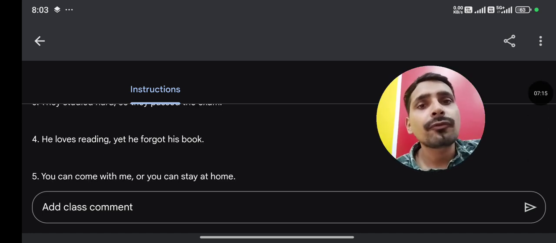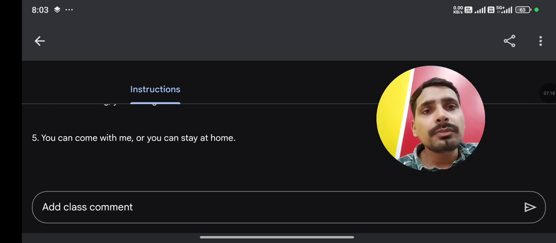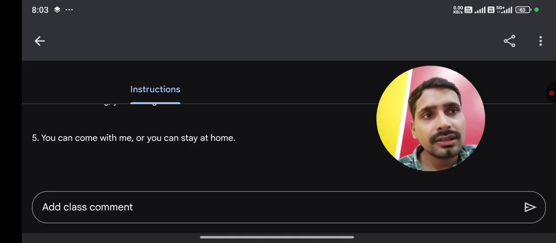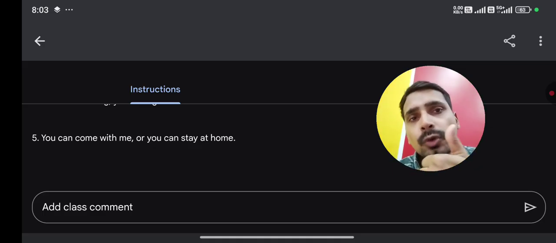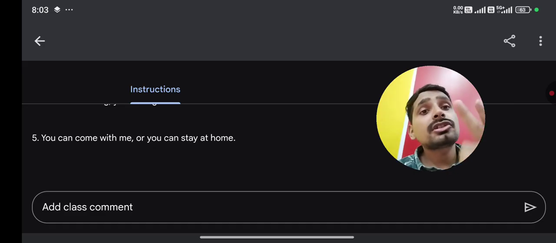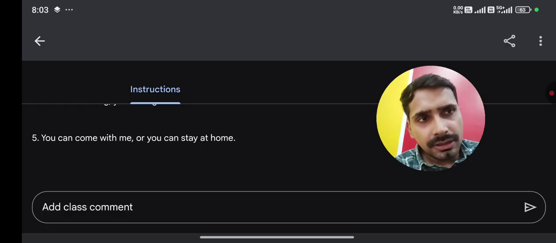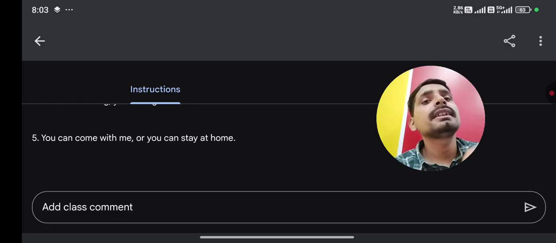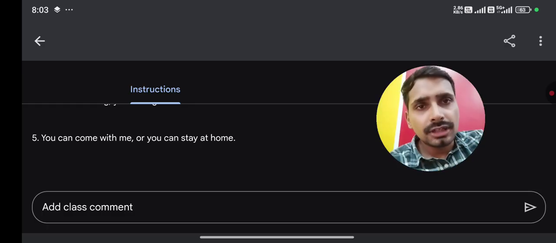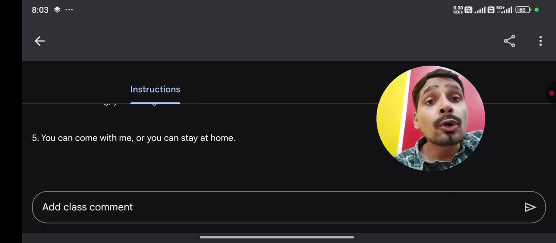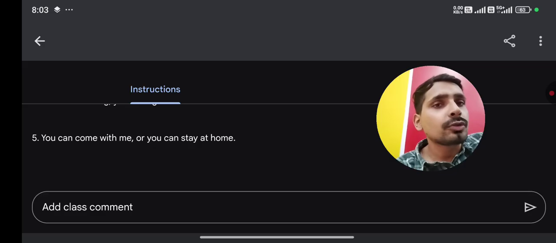Next, example number 5. You can come with me or you can stay at home. You can come with me, independent clause number 1. You can stay at home, independent clause number 2. These two independent clauses are conjoined by this coordinating conjunction. Take a look and tell me which is that. Yes, it is or. You can come with me or you can stay at home.